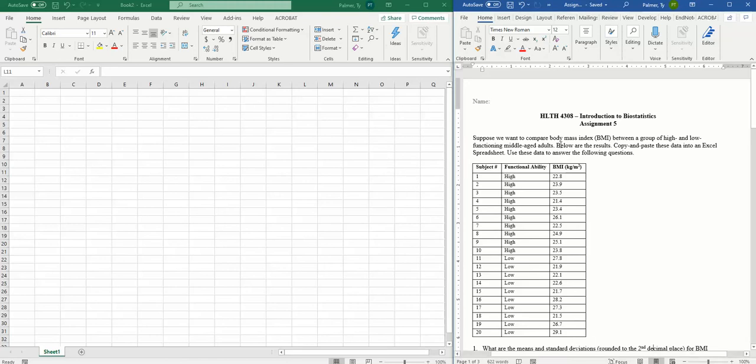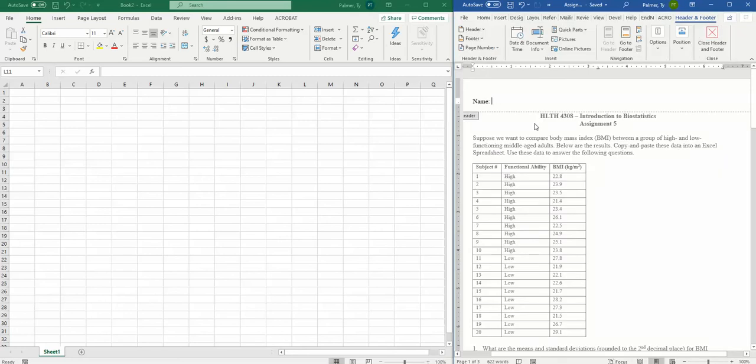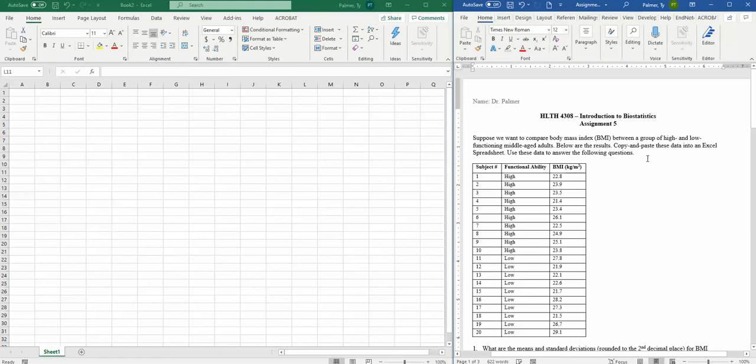If you take a look at the Word document over here, make sure before you start, just like always, don't forget, write your name in the top left corner of the page. It says here at the top, suppose we want to compare body mass index, or BMI, between a group of high and low functioning middle-aged adults. Again, remember, the data I'm looking at today is in middle-aged adults. It is different than the data that you have for your assignment 5. For your assignment 5, it's looking at similar type data.